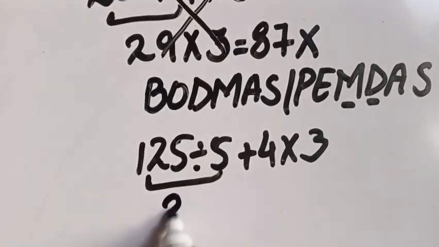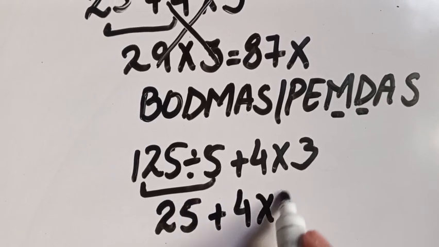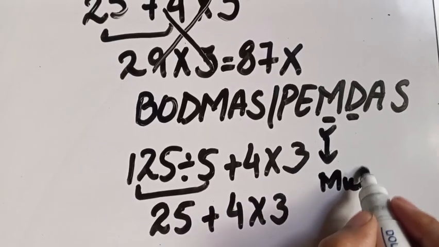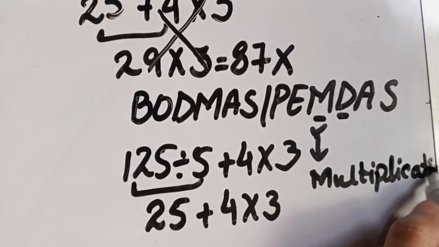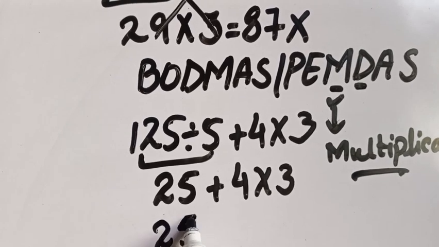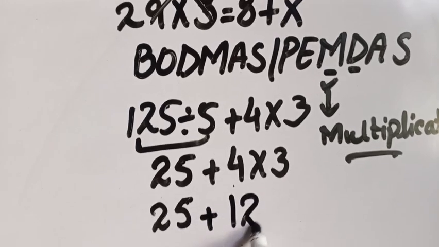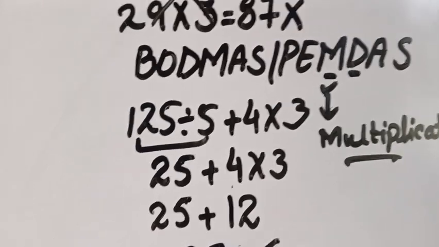We first divide 125 by 5, it is equal to 25, plus 4 into 3. Then we apply multiplication, 4 into 3. Four ones are 4, four twos are 8, and four threes are 12. And 25 plus 12 is equal to 37.